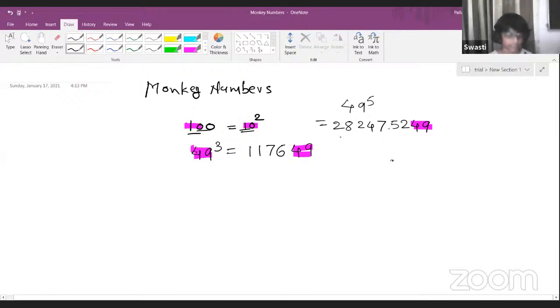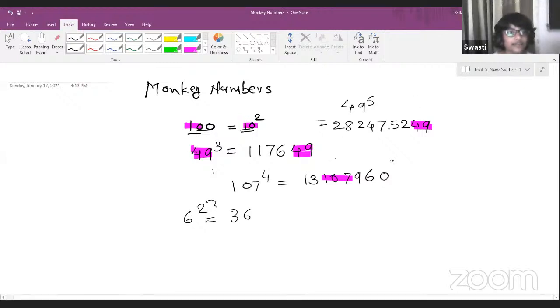Here are a few more monkey numbers. 107 raised to 4, which is 131079601. And here 107 is in the middle, so it's not like it should be on the left side or the right side. It can be anywhere. And 36 is also a monkey number, which is 6 square. More monkey numbers are coming up.